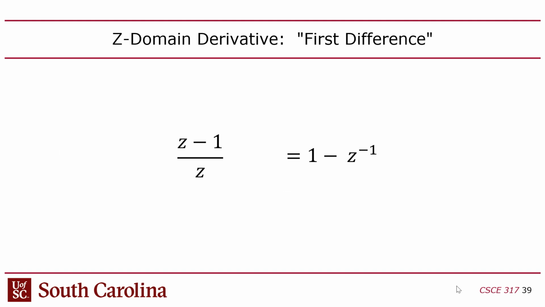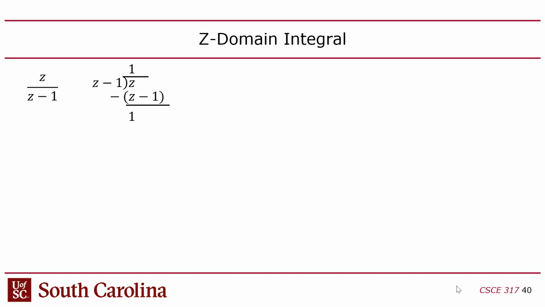Z-domain derivative, as I mentioned, I showed you this before: if you have a derivative in the z-domain, it's z minus 1 over z multiplied by the signal you're taking the derivative of. If you expand this out, it's just 1 minus z to the negative first, which is really just saying the current sample minus the previous sample, the difference between the current sample and the previous sample. That's the derivative. The integral, on the other hand, is z over z minus 1.